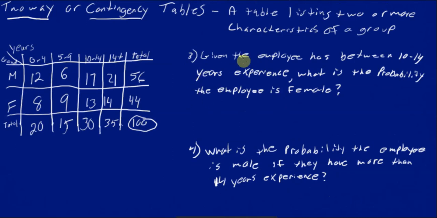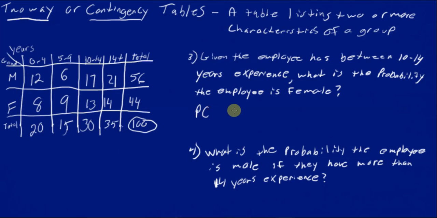The next two: given the employee has between 10 and 14 years, so we're dealing with this column. My total is 30. The probability of something given they are between 10 and 14. What is the probability the employee is female? Like I said, we're dealing with this column here, 10 to 14, so the total is 30. Female is 13. And that doesn't reduce.